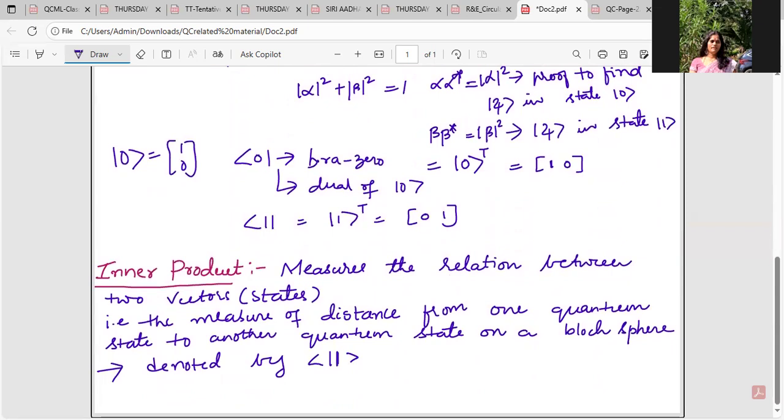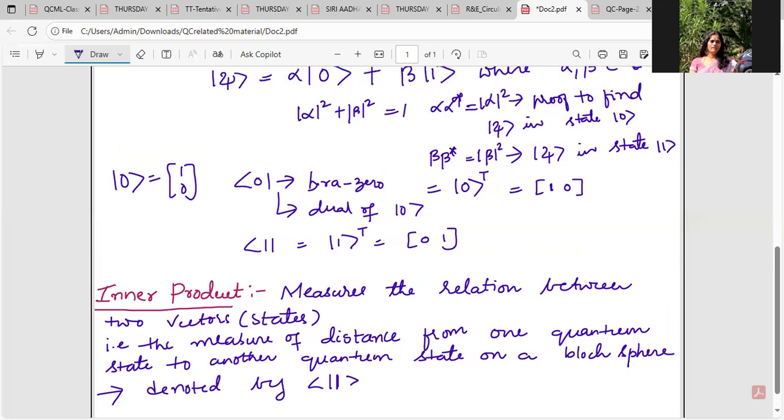So what exactly are inner product and outer product? Let me tell you. First, the inner product. It measures the relation between two states. How far one state is from the other is what the inner product tells us. Those who are aware of the mathematical concept of inner product will know that inner product is just the distance that we will be doing.